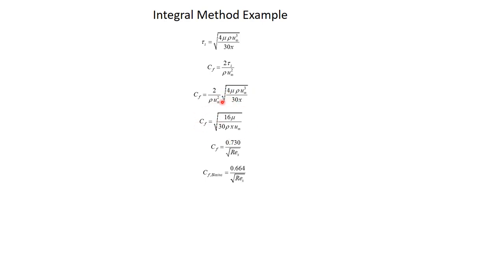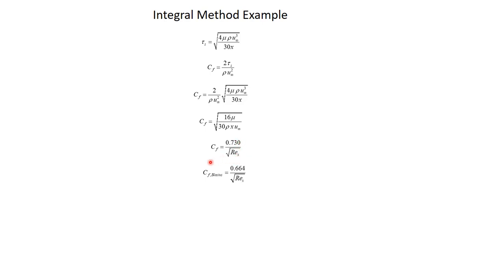So what did I do here? I brought the u infinity squared inside of here, which became u infinity to the 4th, and therefore 3 of these u infinities canceled out with 3 of these, and I'm left with 1 u infinity. The rho came inside of here, so this rho appears on the bottom here. The 2 came inside and became a 16, so you can see sort of where this comes from. So this is, I guess, the square root of 16 over 30, which happens to be 0.730, divided by the square root of rho times x times u infinity over mu, which is exactly equal to the Reynolds number. So my approximate integral solution is 0.73 over the square root of the Reynolds number.